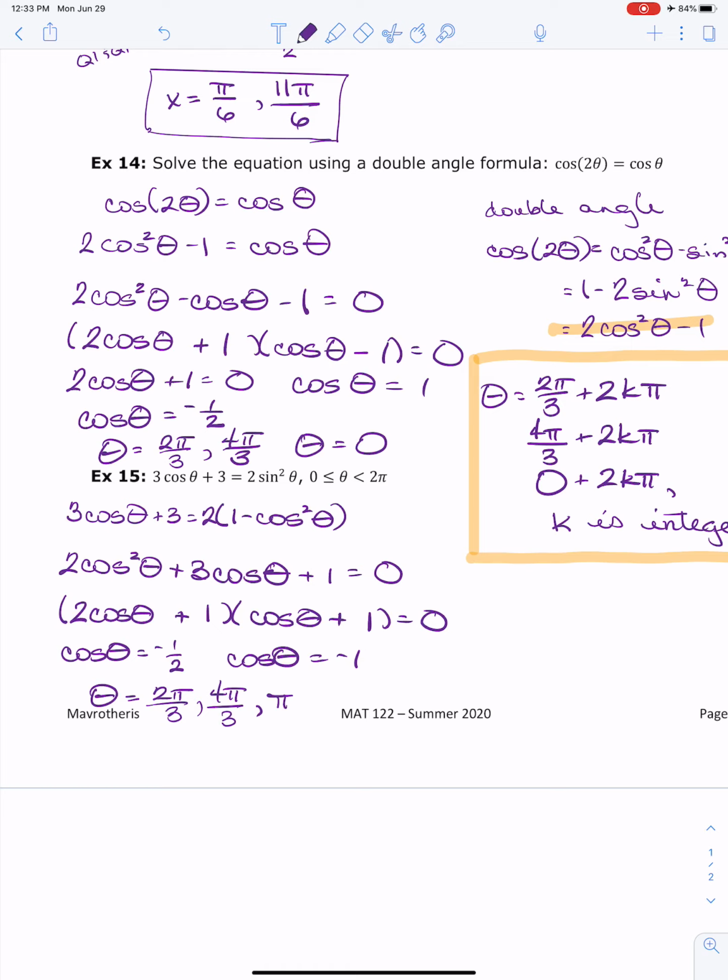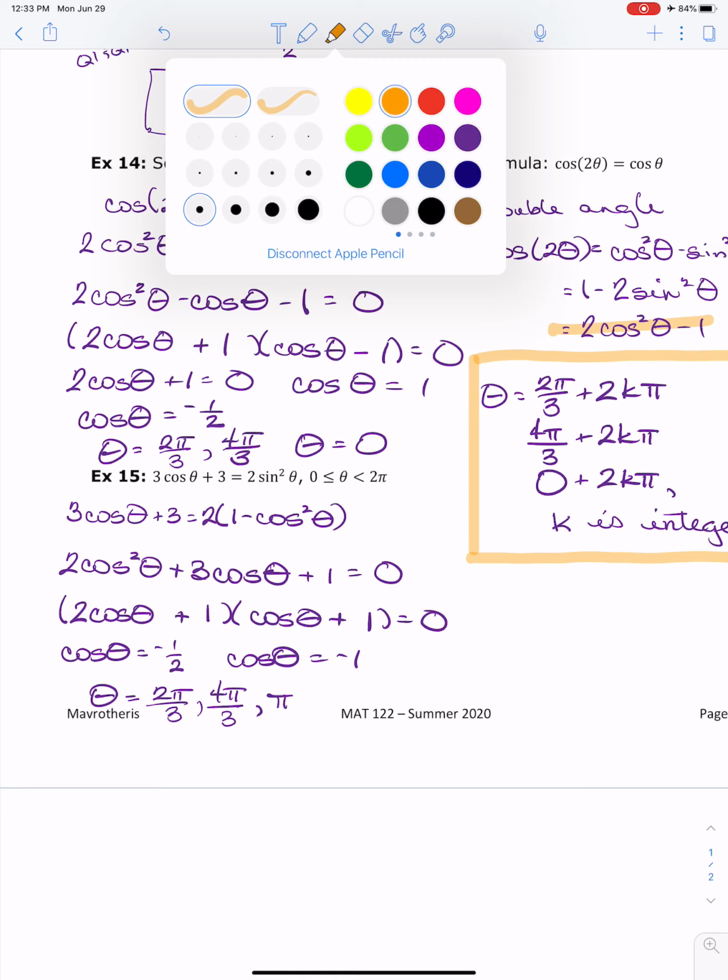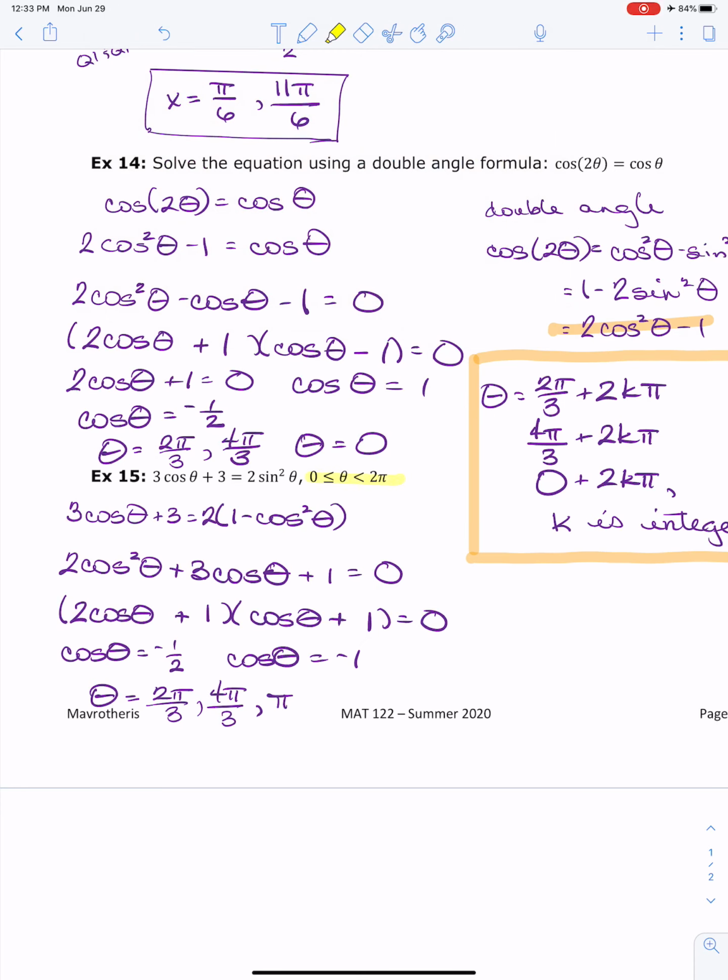Notice here, we just want solutions on our unit circle between 0 and 2 pi. And so this is it. We don't have to worry about anything coterminal to these three.